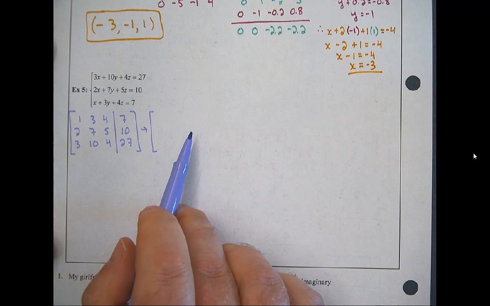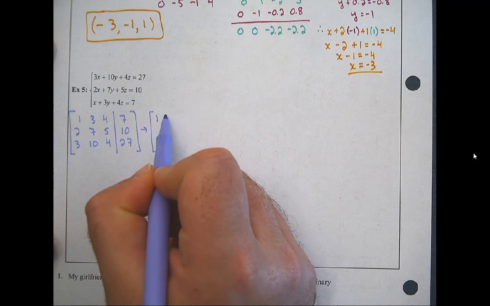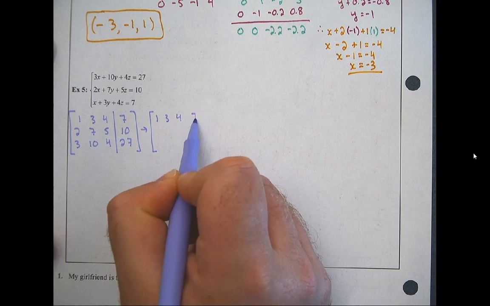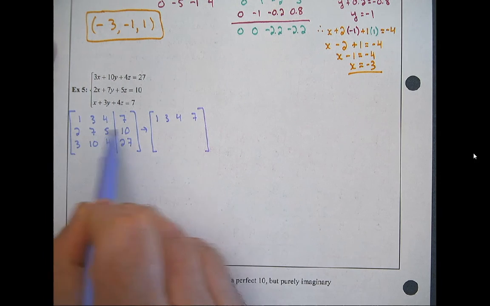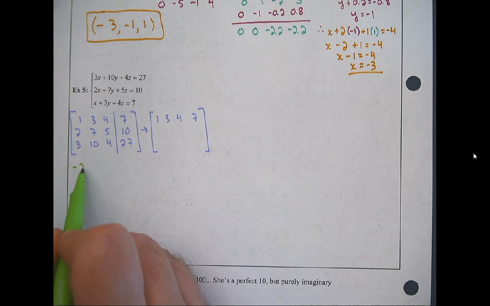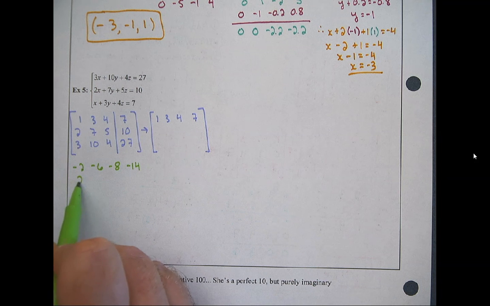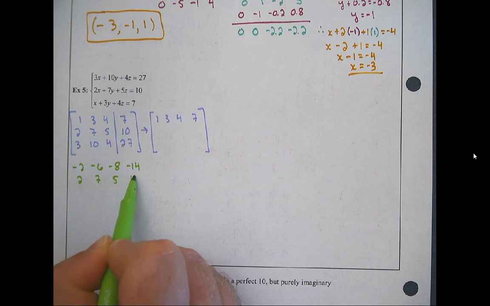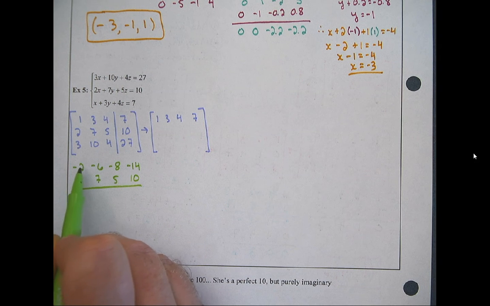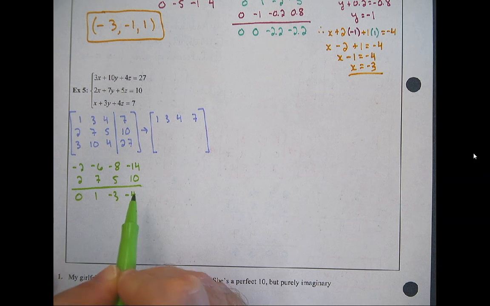Then you always start a new matrix. Are you happy with anything in matrix 1? Yes, I'm happy with row 1: 1, 3, 4, 7. Am I happy with row 2? No, I'm going to have to do some work on row 2. I can figure out row 2 by taking row 1 and multiplying it by negative 2. That would be negative 2, negative 6, negative 8, negative 14, plus 2, 7, 5, and 10. That adds up to 0, 1, negative 3, and negative 4.